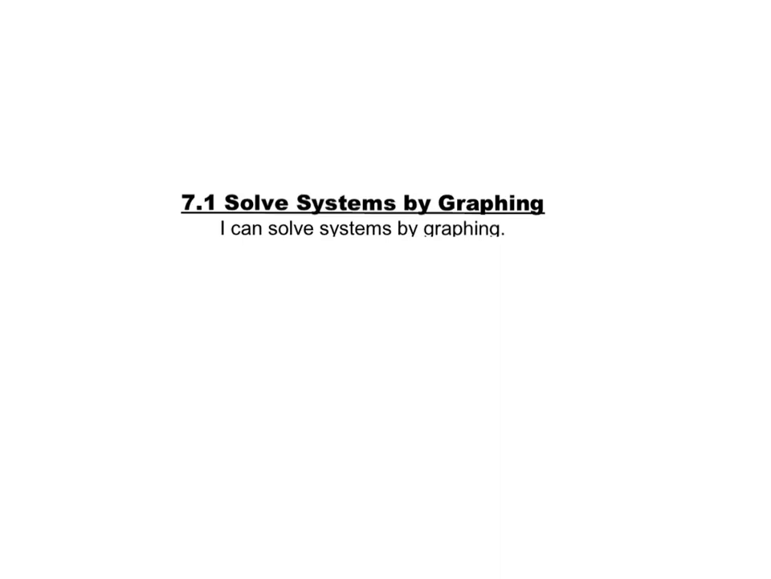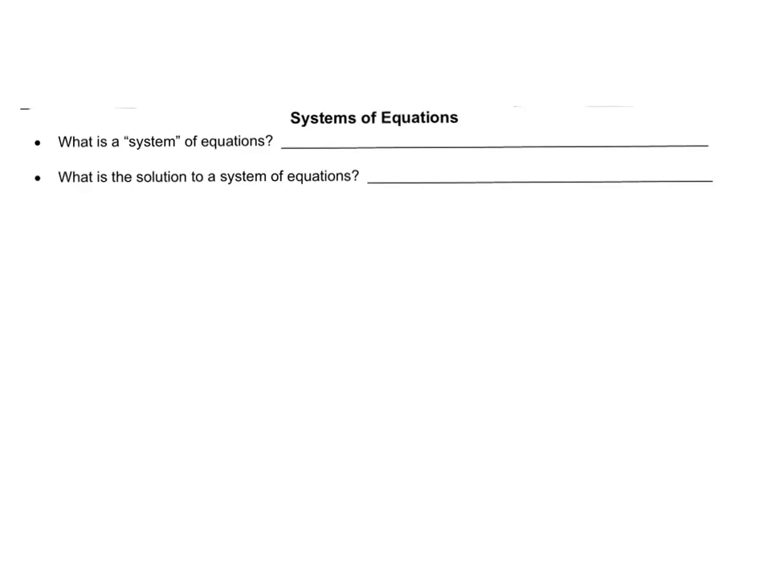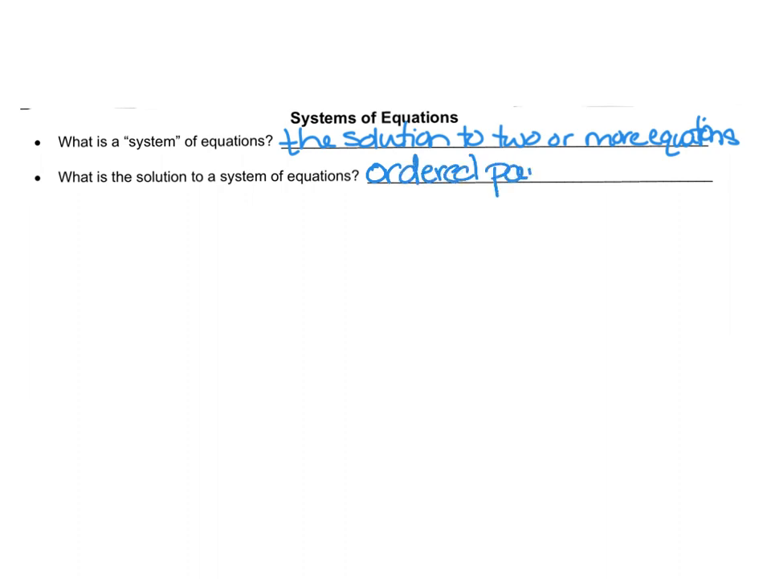In today's lesson, we're going to be solving systems by graphing. So what is a system of equations? Well, a system of equations is two or more equations. And then what is the solution to the system of equations? Well, the solution is an ordered pair where the lines intersect on the graph.